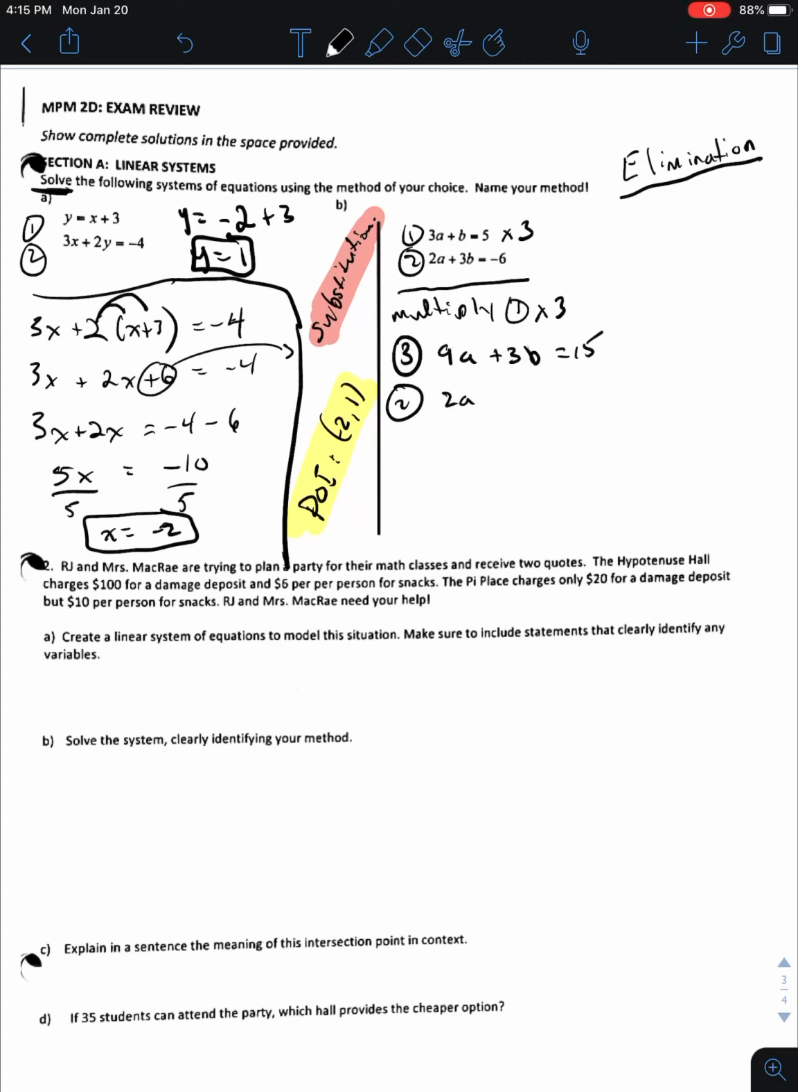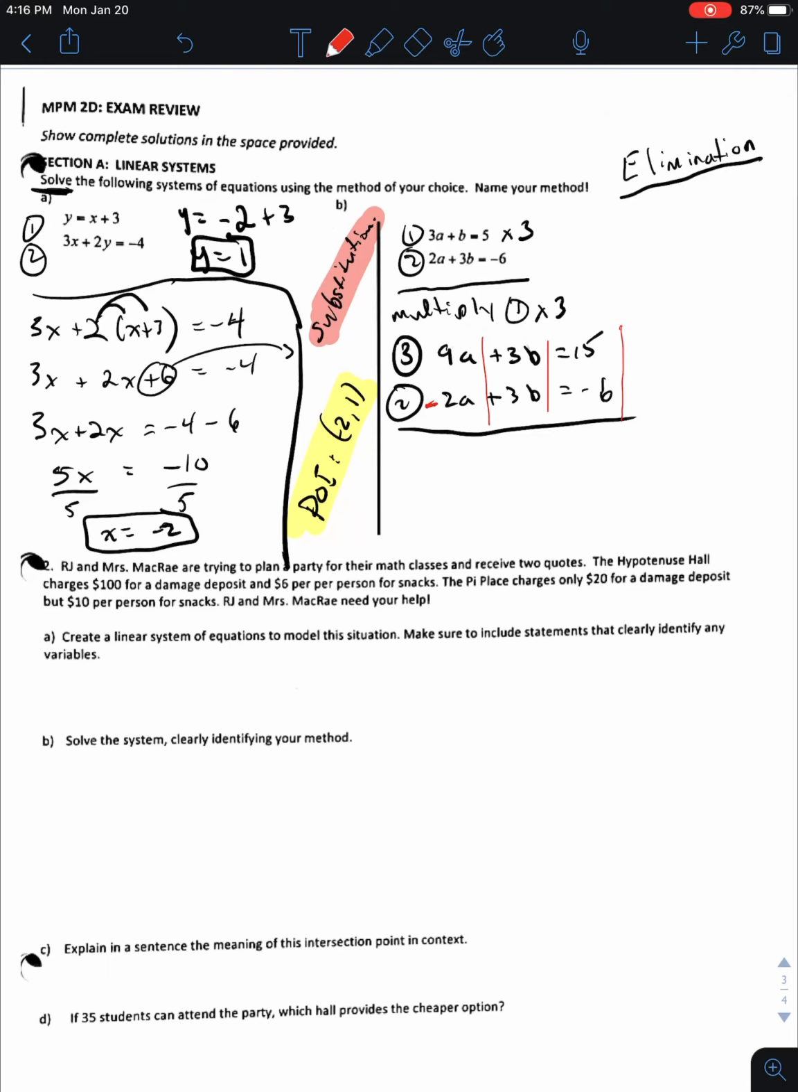So I always write the second equation back underneath. So I'd go 2a plus 3b equals -6, right? And then I'd say on the side, subtract equation 2 from 3, so I can throw a little minus sign on there. When you do this, you're going to do 9a minus 2a, and then 3b minus 3b, and then 15 minus -6, right? Each one has to be subtracted.